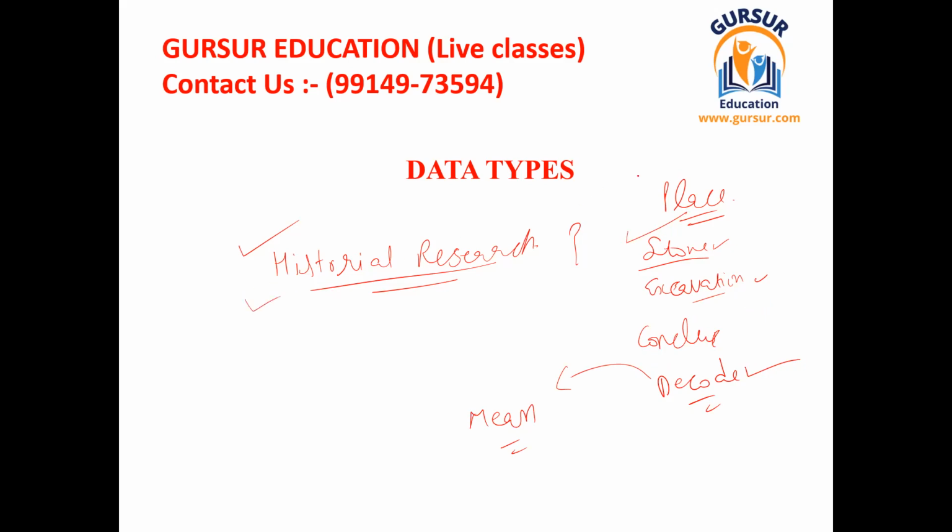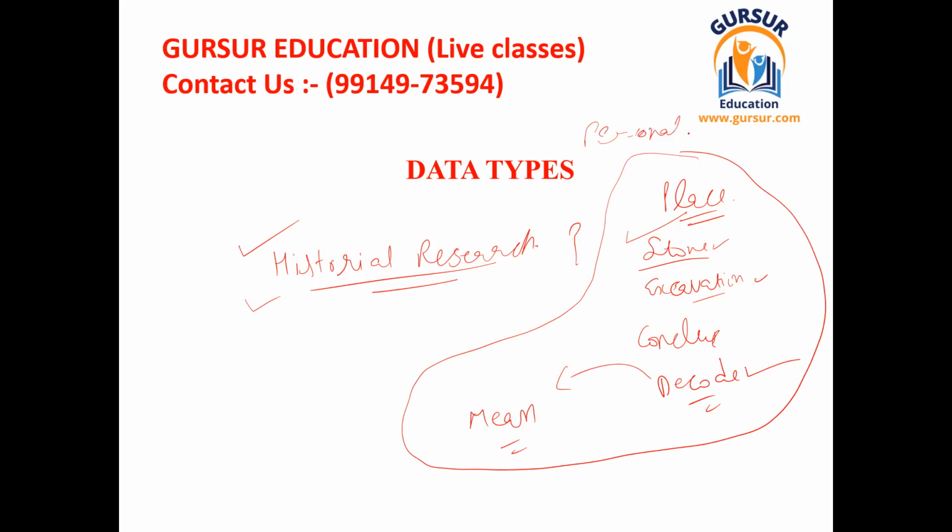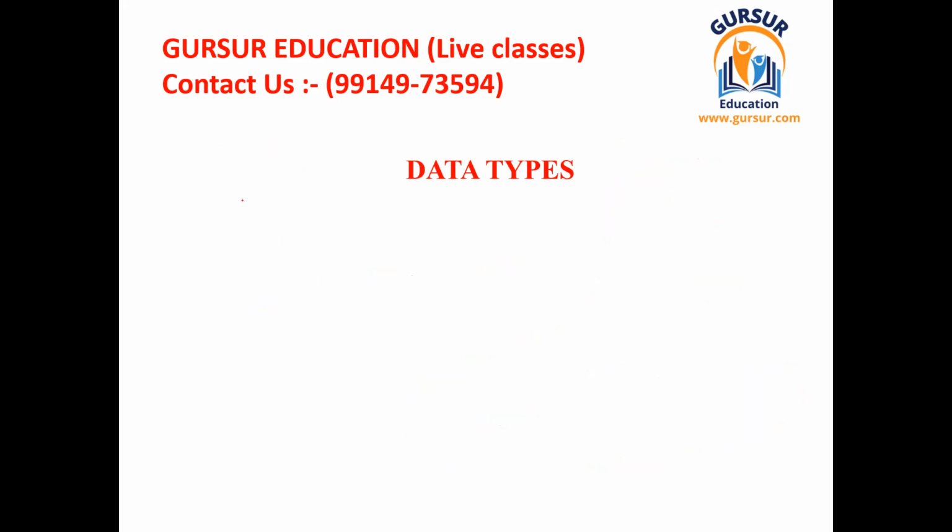So what are their sources? Their sources are completely primary. You have to go personally to the places. Only then will you be able to get the raw data. This is called primary data. Primary data is basically data which has never been used before, and it is also known as first hand data.